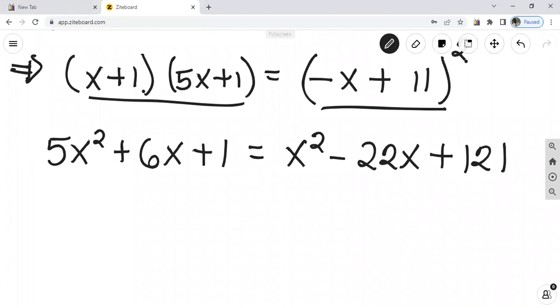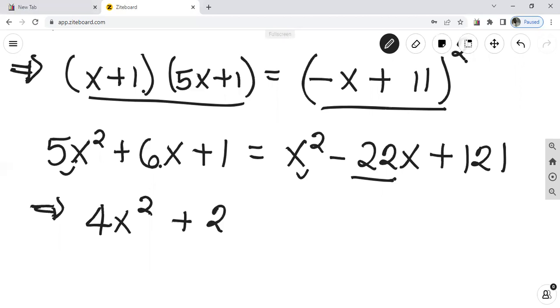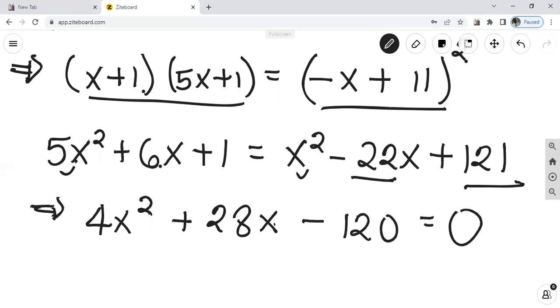You can collect like terms to the left-hand side and then equate the right to 0. If you do so, what do you think you will get? 5x squared minus x squared, isn't it? You have 4x squared and then 6x. The minus 22x becomes plus when it comes to the left-hand side, and that becomes plus 28x. And then the 121 coming to the left-hand side has a minus. So 1 minus 121, you have minus 120 is equal to 0.